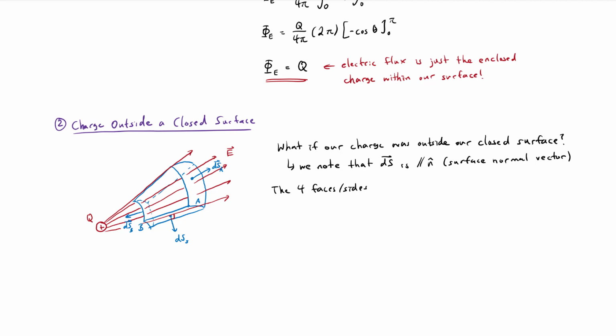So let's redo our analysis. The 4 faces or sides have dS being perpendicular to the electric field. So the electric flux of the sides must be 0, because cosine of theta, or cosine of 90, is going to be equal to 0. So just to write this out, we have the differential flux element being equal to E dS of the sides cos theta, and it's equal to 0 because cosine of 90 is 0.